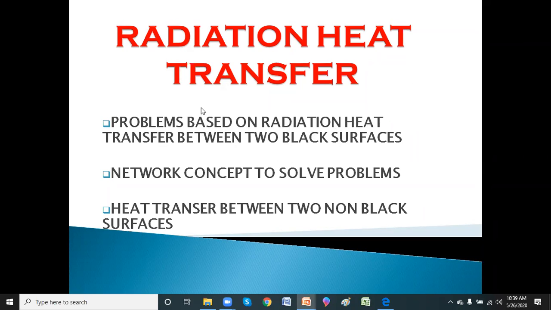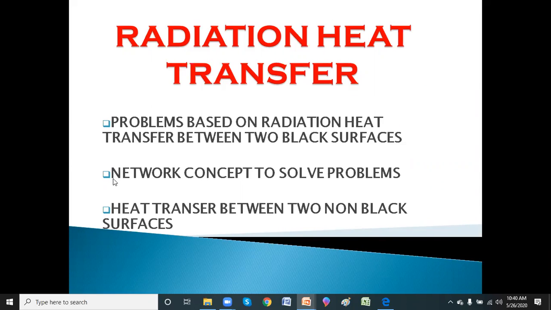In this topic, we have discussed so many problems, or different cases, like parallel rectangles, perpendicular rectangles, coaxial cylinders, remember? You also have perpendicular rectangles with no common edge. We saw how to solve the shape factor problems, and hence find the heat transfer between two surfaces when both surfaces are black.